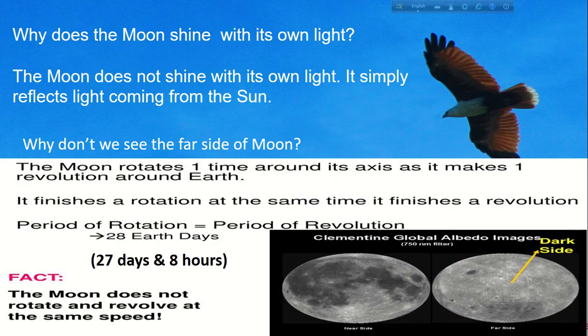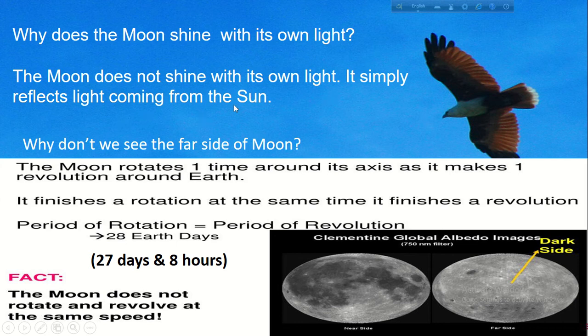About the natural satellite, we will now look at some questions. Why does the moon not shine with its own light? Dear learners, you know the moon is the only natural satellite of the earth and it moves around the earth. The satellites are smaller than the planets, and the moon cannot produce heat and light. Where do they get light from? From the sun, and the light of the sun reflects on the surface of the moon. So we see the moon lighted. The moon does not shine with its own light. It simply reflects light coming from the sun.